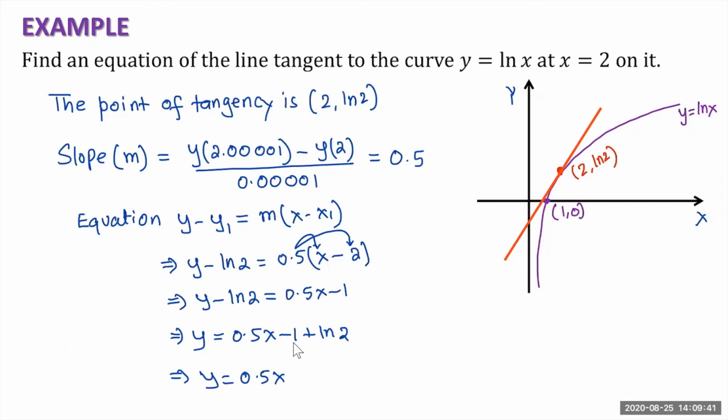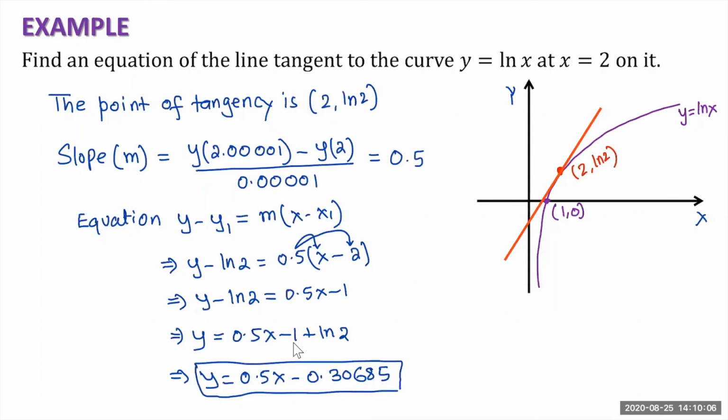We can use the calculator to simplify this part. It's like natural log 2 minus 1. If we do that in our calculator, you should get negative 0.30685. I'm writing up to 5 decimal places. You can write up to maybe 2 decimal places if you want. So this is the equation of the tangent line.